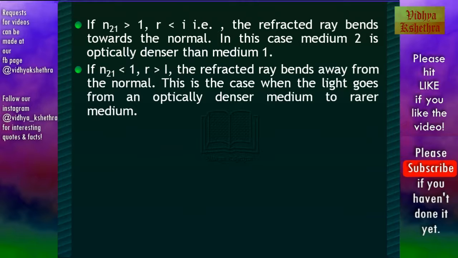If n21 is lesser than 1, then the refracted angle is greater than the incident angle, and the refracted ray bends away from the normal. This is the case when the light goes from an optically denser medium to a rarer medium. That is, if light goes from water to air.